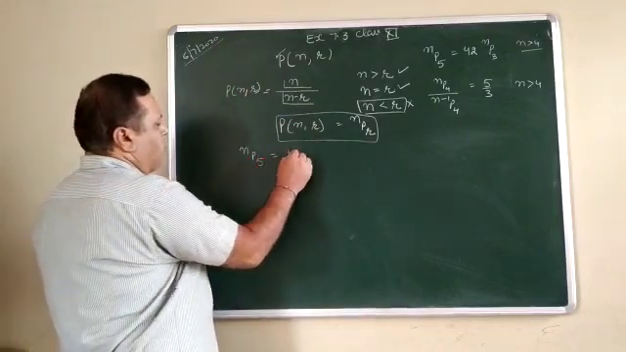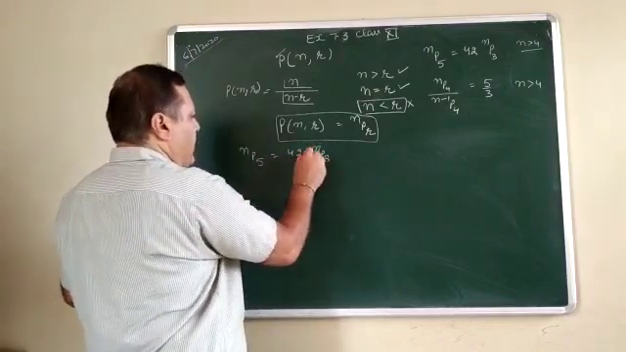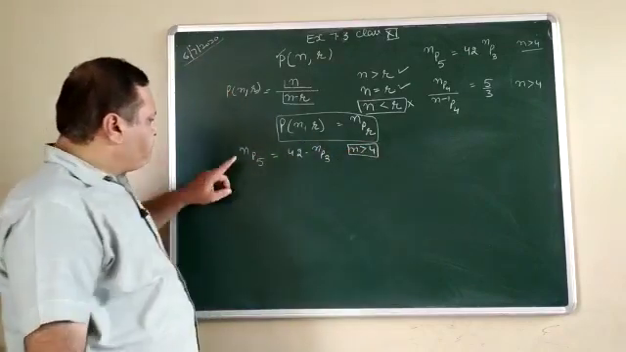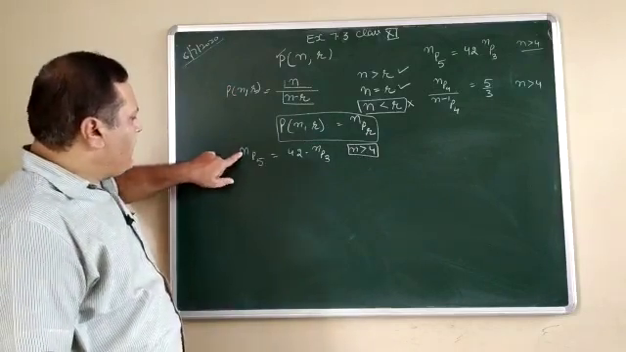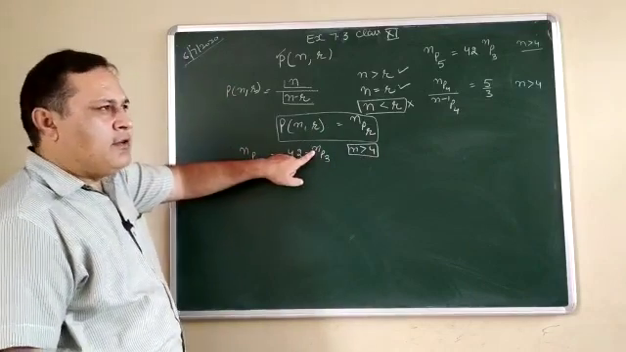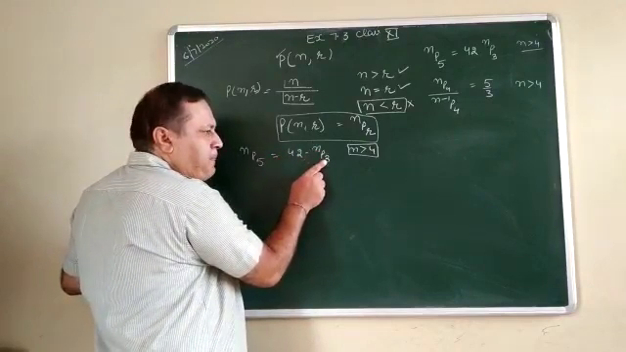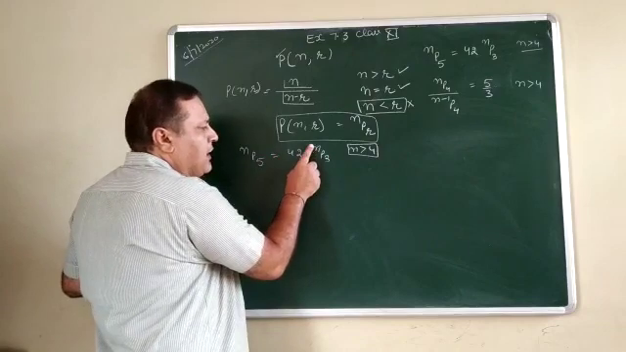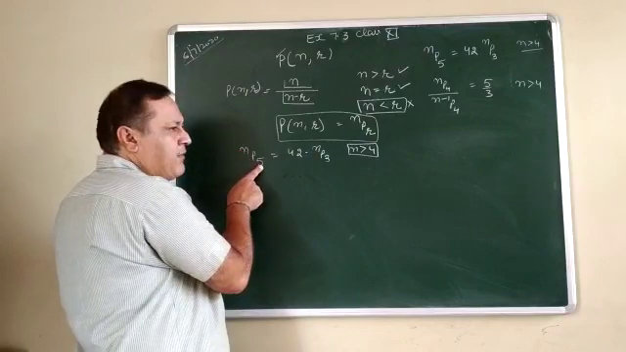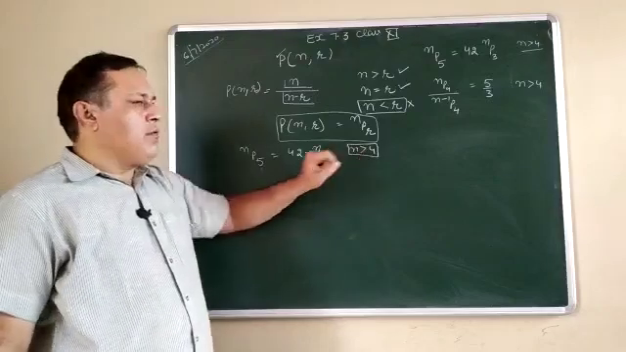nP5 is equal to 42 into nP3, and he says the value of n should be greater than 4. See this one. Here is 5, so definitely n is greater than 5. Here is 3, therefore n should be greater than 3. If we observe the statement, 4 is greater than 3, so we can accept 4 as the answer if we think. But if we go with this one, 4 greater than 5, it is not possible. So definitely our answer will be more than 4. It is not equal to 4.